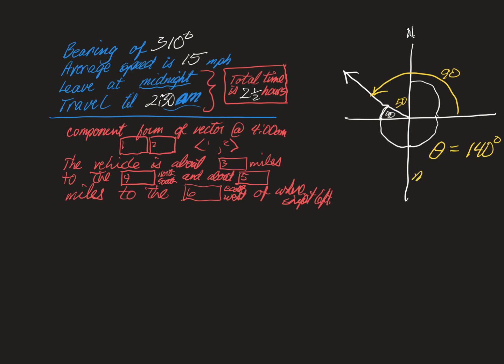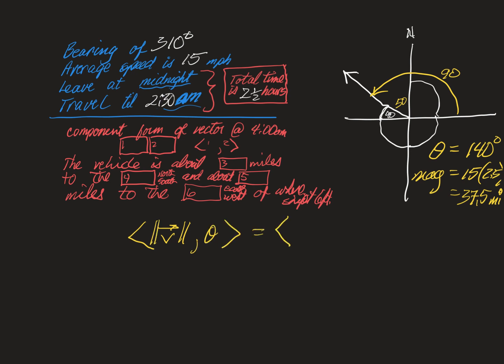Okay? Our magnitude is 15 miles per hour times 2.5 hours. So that'll be 30 and 7.5. So 37.5 miles. Okay? That's our magnitude. So now we can write the vector in trig form. Magnitude of my vector, okay, theta is going to equal 37.5, 140 degrees.